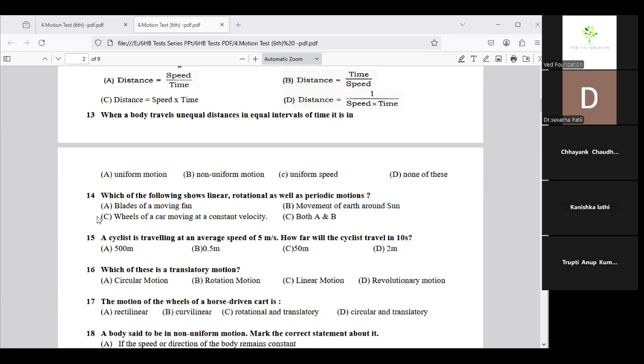The motion of the wheels of a moving car is linear as well as rotational. The car is moving with constant velocity, so it is periodic also. So the correct answer is option C. 15.